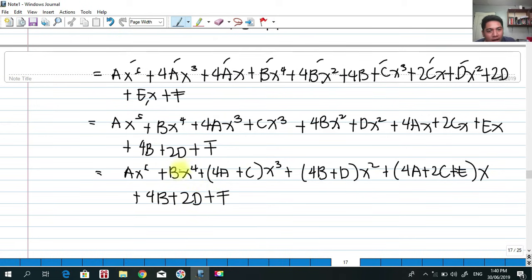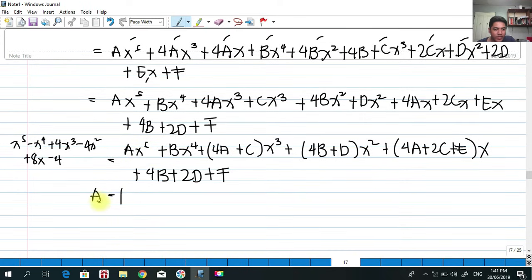So as you can see now, we have 1, 2, 3, 4, 5, 6 equations because we have 6 unknowns. And this is actually equal to x raised to 5 minus x raised to 4 plus 4x cubed minus 4x squared plus 8x minus 4. That is equivalent to this. So our first equation is a. Do we have an x raised to 5 on the left side? Yes, that is equivalent to 1. That simply a is equal to 1.